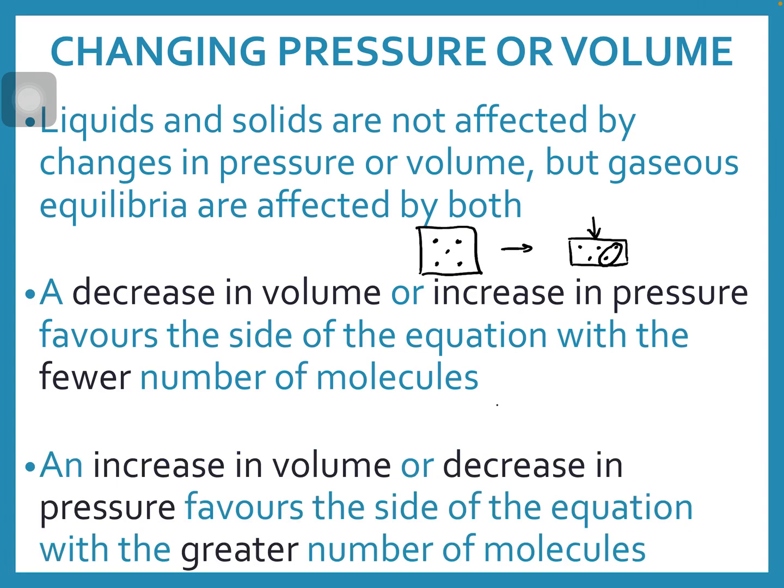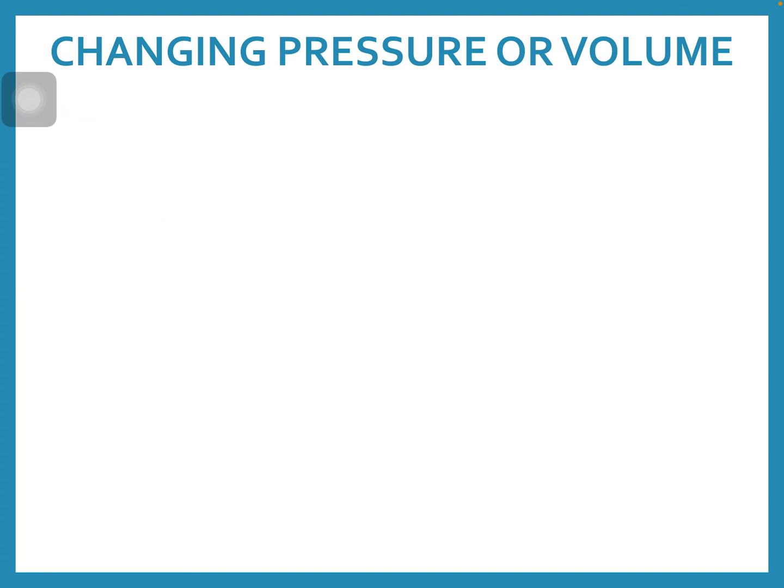And if I do the reverse, if I increase the space that I have, or I decrease the pressure, so same idea there, then now what can happen is if these 2 were to combine and make 3 molecules in the reaction, then that is going to be favored. So now I have enough space in there to have more molecules. So an increase in volume or a decrease in pressure is going to favor the side with more molecules.